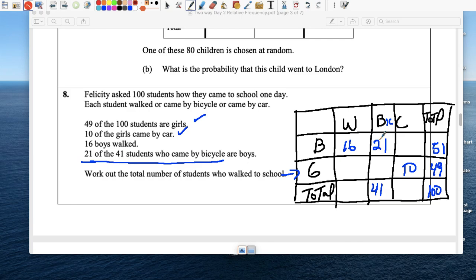It's 37. That's going to give us a 14 over here. 14 and 10 is going to give us a 24 over here. Then adding the total column right here, right? The number of people who walked plus the number of people who came by bicycle and the people who came by car should give me 100. So 100 minus 24 minus 41. This is 35. This is 19. And this 19 plus something plus 10 equals 49. So that should be a 20. And that's it.